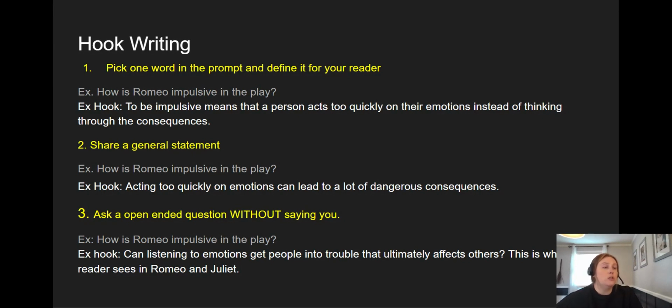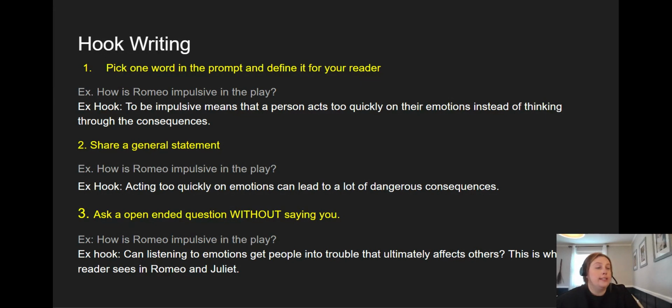So let's just use Romeo and Juliet, right? That's my example here. Now, we haven't read Romeo and Juliet yet at this point, if you're watching it. We're about to read it after fall break. Get excited because it's so good. It's very messy. So one of the questions I ask students after reading Romeo and Juliet is, how is Romeo impulsive, right? So if we're looking at my first tip, pick one word in the prompt to define it for your reader. Define what it means to be impulsive.